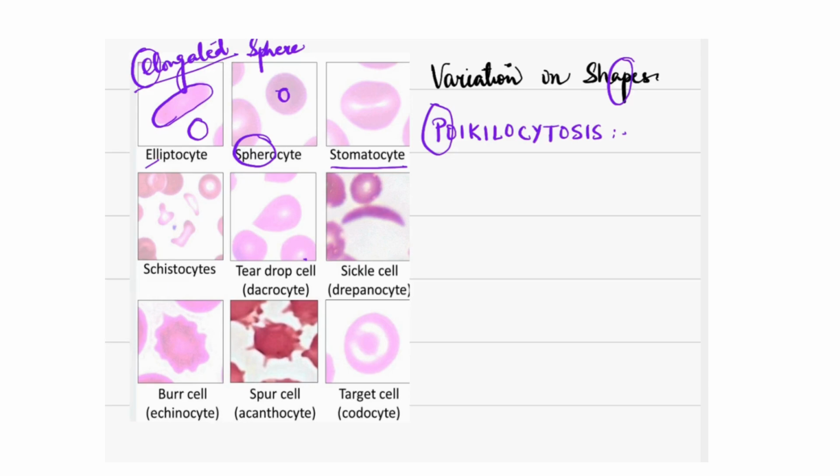Under the leaves. Yeah. So what is a stomata? It's an opening. Now what is the difference between this and a normal RBC? In a normal RBC, there is central pallor. Pallor is central, but in this, it's like a slit. The pallor is like a slit, so it is a stomatocyte.